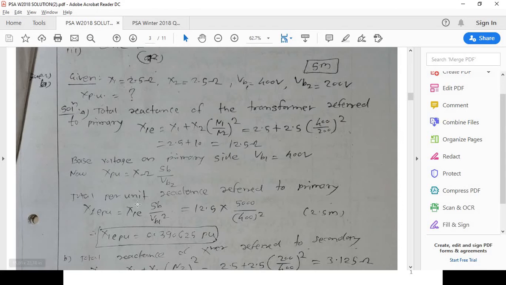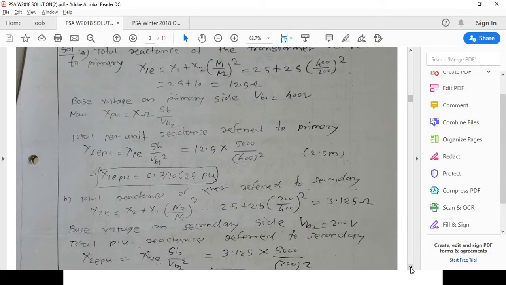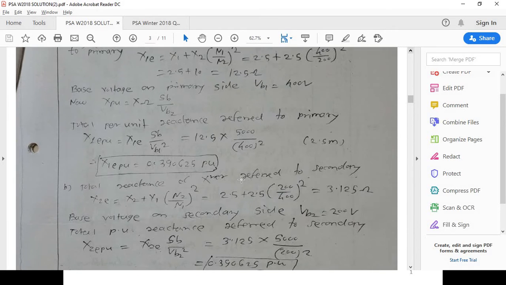So it will be the equivalent reactance on the primary side of the transformer in per unit form. Here PU represents per unit. X1E per unit is equal to 0.390625 per unit. Thus we had calculated the equivalent reactance referred to the primary side of the transformer. Now the second part, we have to calculate the equivalent reactance referred to the secondary side of the transformer.